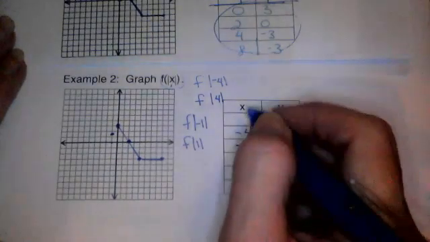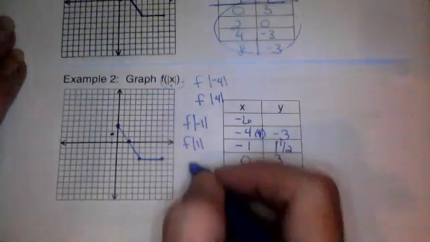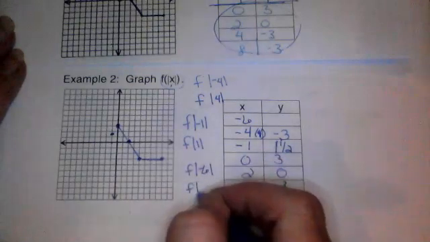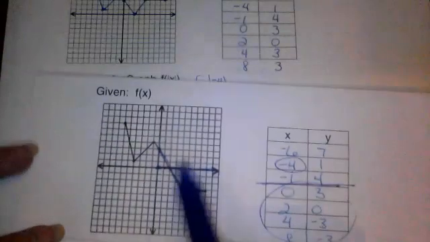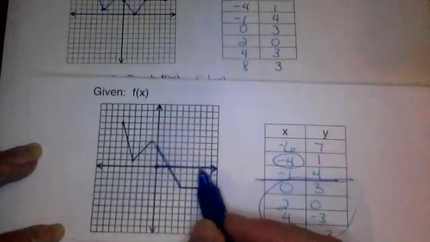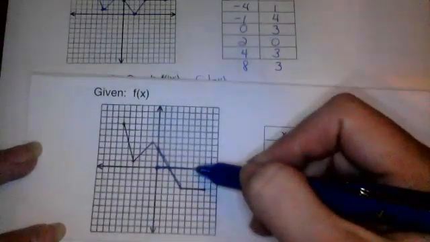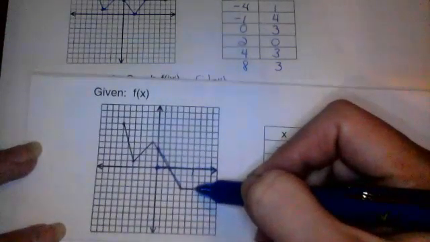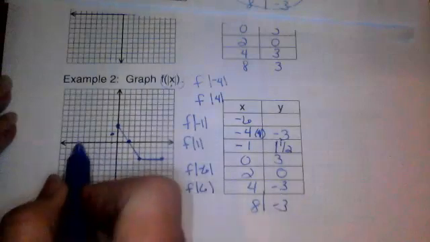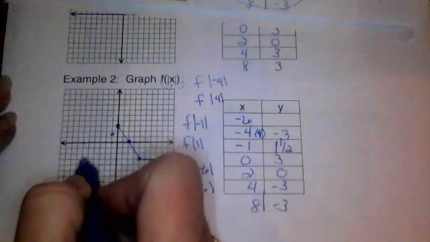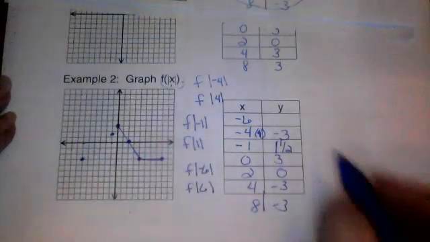When I put in -6, f of the absolute value of -6 would be f of +6. And if I look over here, +6 is right here, goes down to -3. So in the absolute value, -6 would have to act just like +6. -6 would also go down to -3.